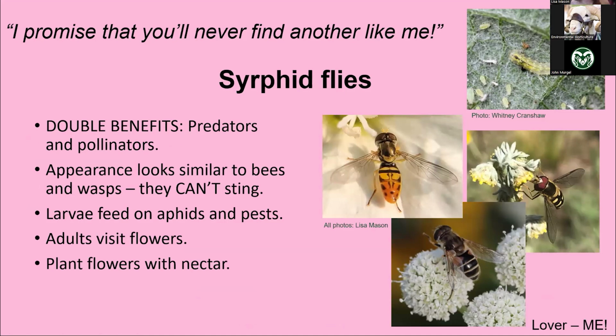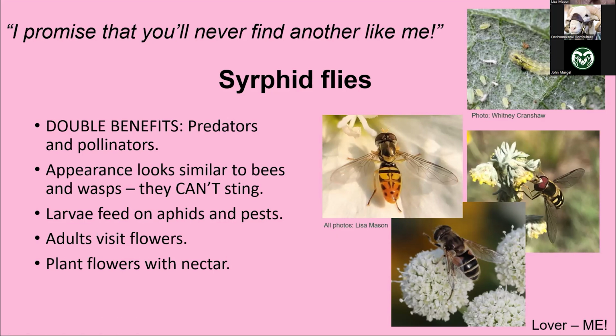Syrphid flies mimic bees and wasps because bees and wasps are stinging insects, so predators and humans will avoid them if they look like a stinging insect. But these syrphid flies are completely harmless, and you'll quite often see them visiting flowers for nectar. You can tell it's a fly and not a bee or a wasp by those teeny tiny little antenna. If you can't see the antenna, it's probably a fly.